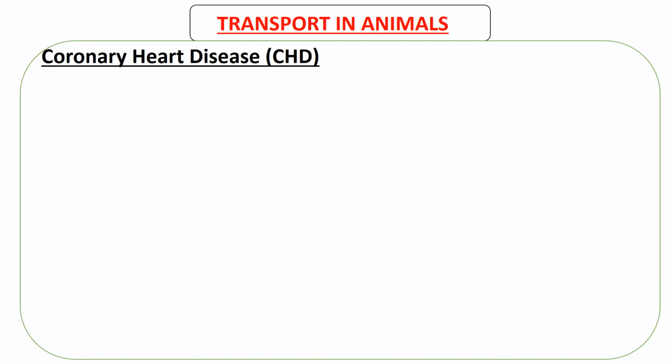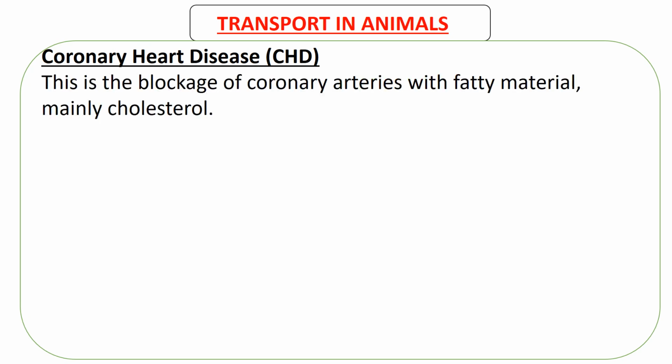We end this discussion by taking a look at coronary heart diseases. Okay, so what are some of the common heart diseases? The blockage of coronary arteries with fatty materials, mainly cholesterol, is what brings about coronary heart diseases. So cholesterol is a very special type of fat that can block arteries and that can bring diseases. So there are different types of diseases depending on what this cholesterol does to the arteries.